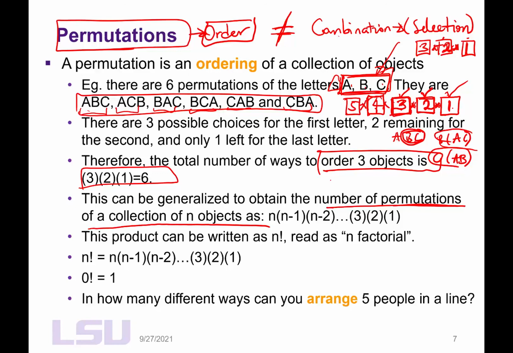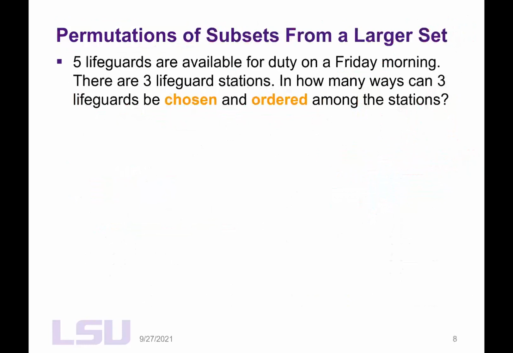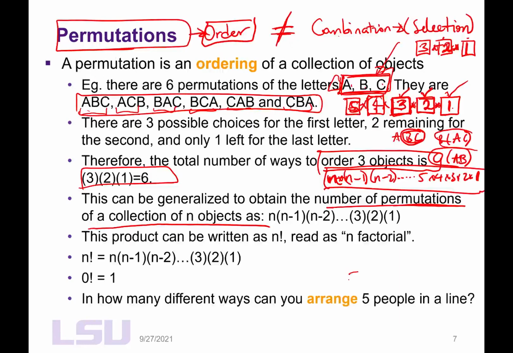What if there are n objects? Then it's n, and then the next number is 1 smaller than that, right? Times n minus 1, right? And so on. And this will be n minus 2, n minus 3, down to 5 times 4 times 3 times 2 times 1. So that's the generalization. And this product is called a factorial. So when you're multiplying a number by 1 smaller than it, by 1 smaller than it, and so on, what you're calculating is called a factorial.